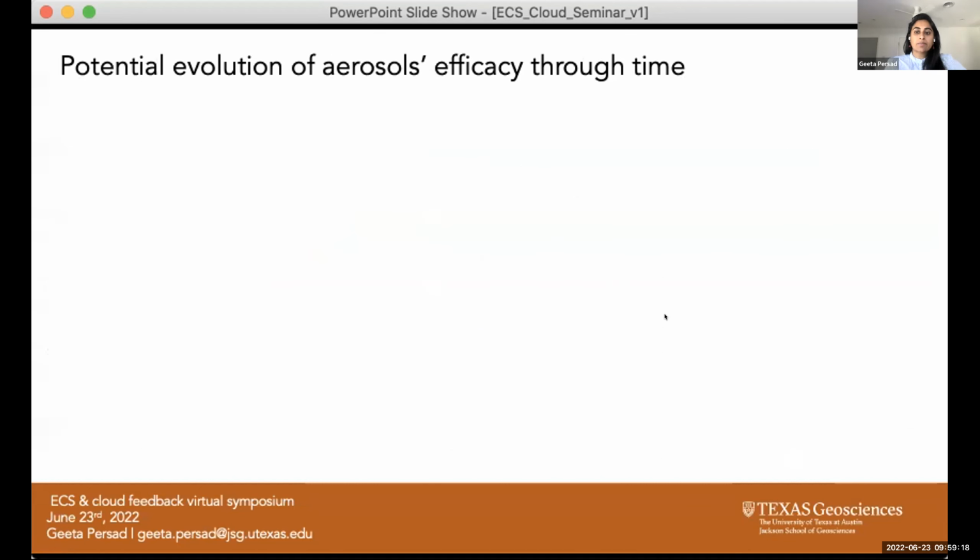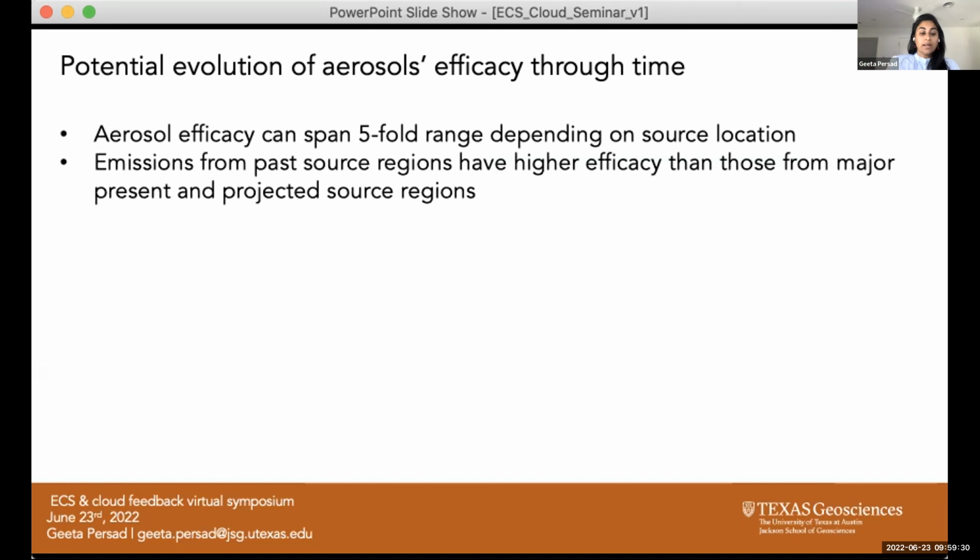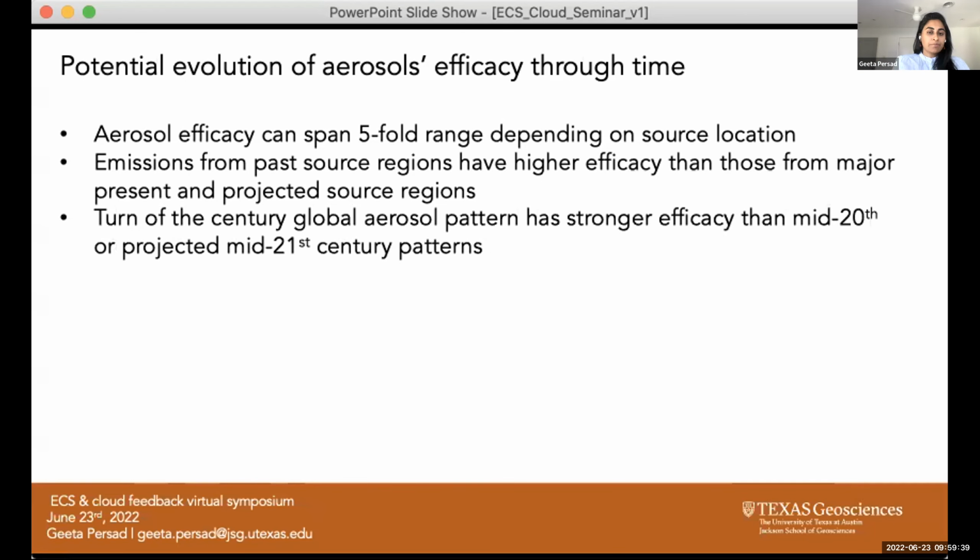But just to summarize the highlights from what I've shown, we found in that first study that the aerosol efficacy can span this 5-fold range depending just on the source location. So taking the same amount of aerosol and just moving it around. And it just so happens that emissions from past source regions have a higher forcing efficacy than those from the major present and projected source regions. And so this might lead us to think that you would have a certain evolution in the overall efficacy of the evolving global pattern.